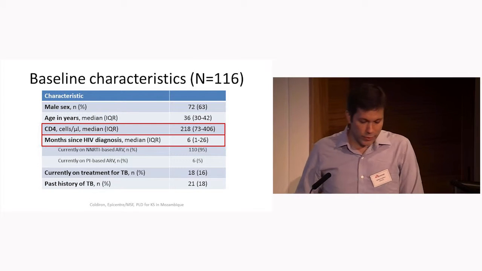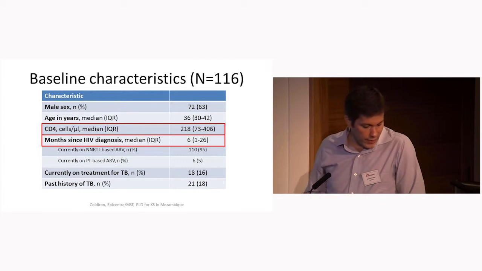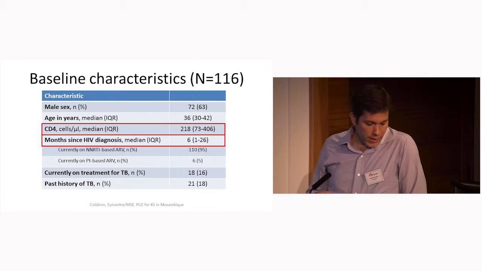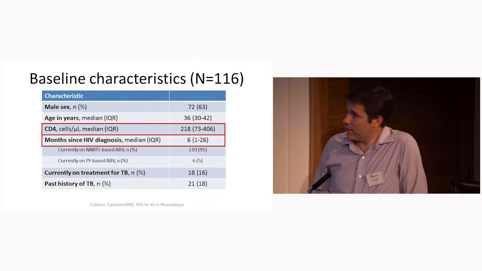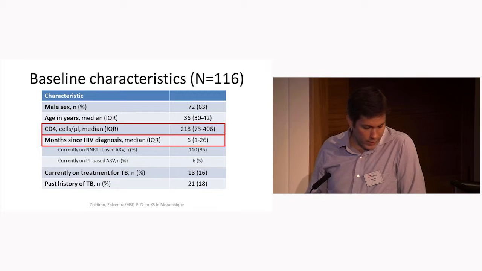So a majority of the patients were men and actually not that young. At the time of enrollment, they had varying degrees of immunocompromise, but about half had a CD4 under 200, and a quarter had a CD4 under 73. Half had been diagnosed with HIV for the first time in the previous 6 months, and current or past TB was also common.